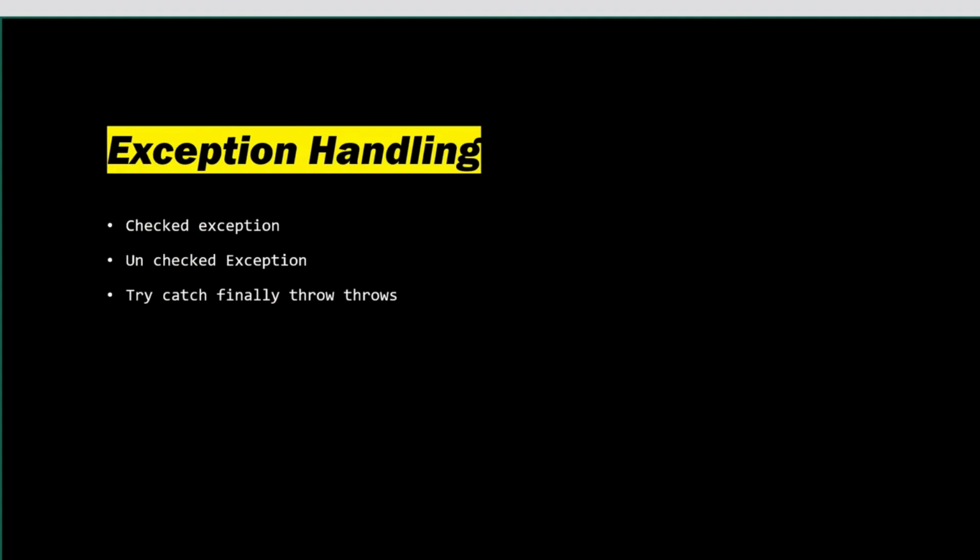How can you do this? By the try, catch, finally, and throws keywords. Again, we'll see this in detail. Exceptions also have categories: checked exception and unchecked exception. Checked exceptions are called compile time exceptions. Unchecked exceptions are called runtime exceptions. Why they are called so and how exactly things are done practically, we'll see in detail once we cover the topic of exception.